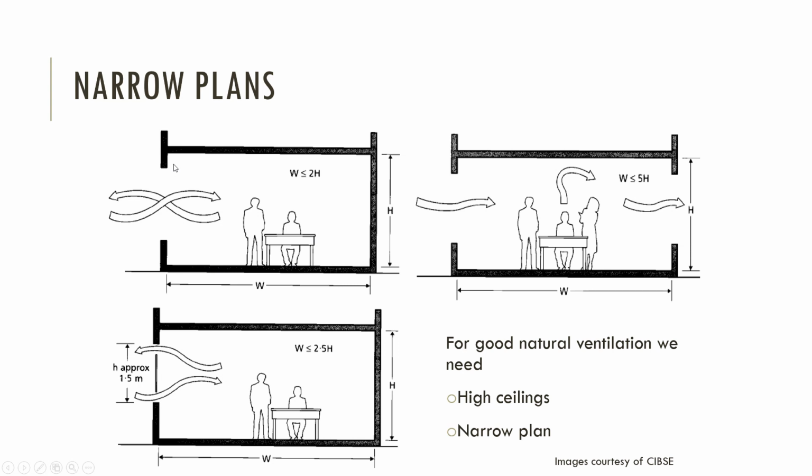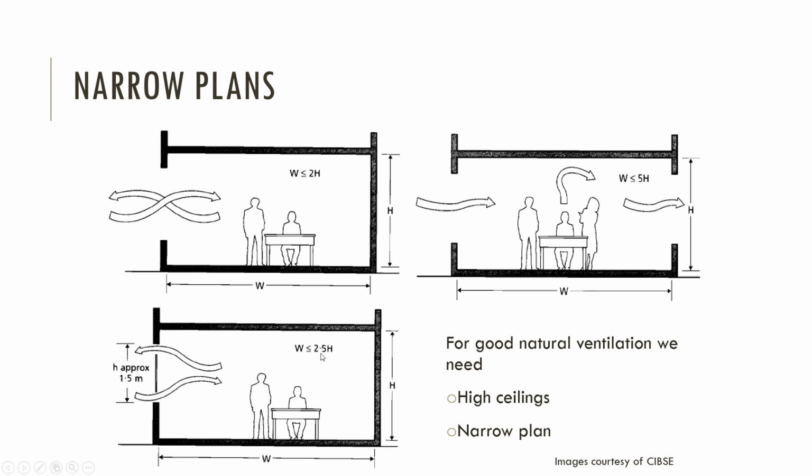If you have a very deep plan, the air is not going to be able to go through your entire room. So if you have single-sided ventilation, this is when you have a window on one side, the rooms need to be less than twice the floor to ceiling height deep. That's the maximum depth of the room, twice the floor to ceiling height.